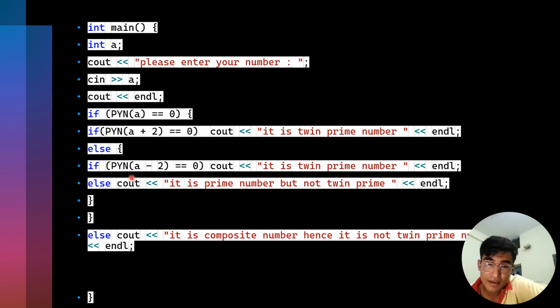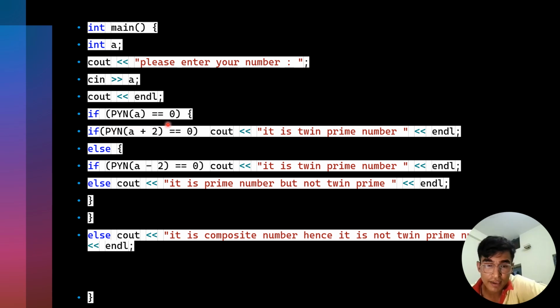Now if pyn of a minus 2 is also not equal to 0, that means a is a prime number and a plus 2 and a minus 2 are both composite numbers. Then from this, what can we infer? That a is a prime number, but a is not a twin prime number. So what will be the output? It is a prime number, but not a twin prime number. This is inside the domain of the condition pyn of a is equal to 0.